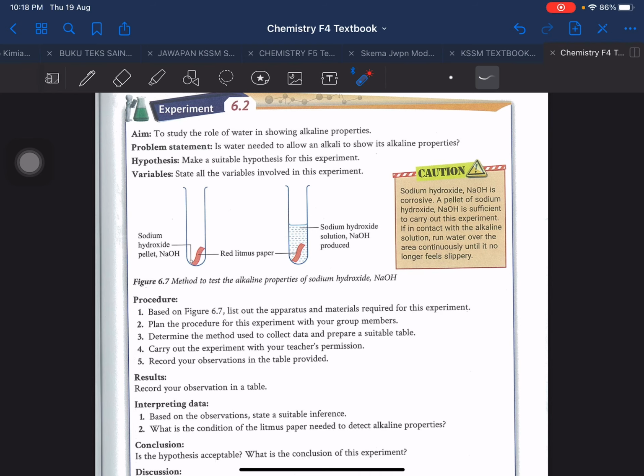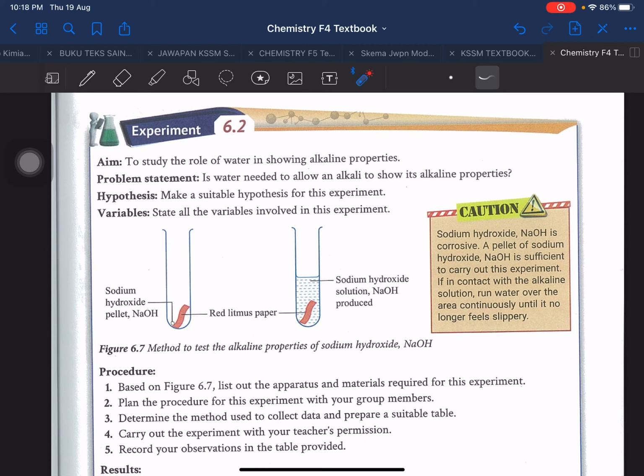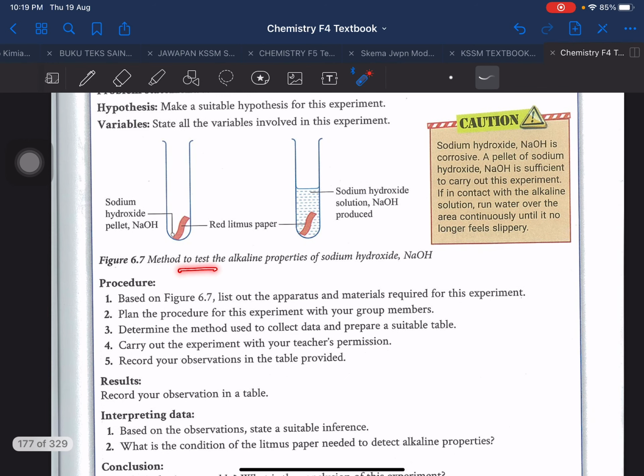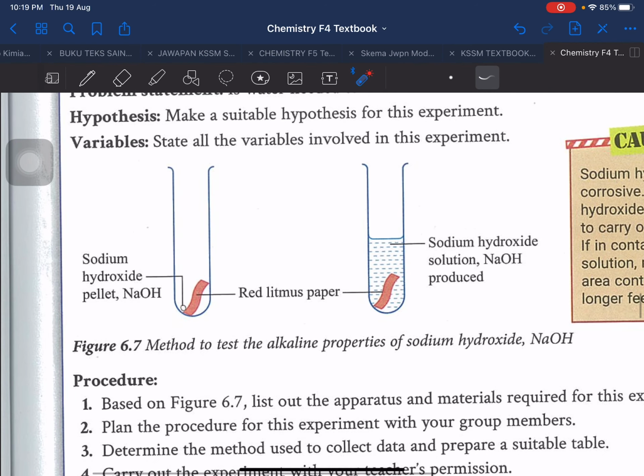Okay? Look at the experiment over here. You are needed to write down the variables as well. So I believe according to the experiment 6.1, you already know how to write your variables in 6.2. Kan? Okay. Method to test the alkaline properties of sodium hydroxide. Ini adalah sodium hydroxide pellet. So you know what to write lah kan? Dia punya bahan dan radas.